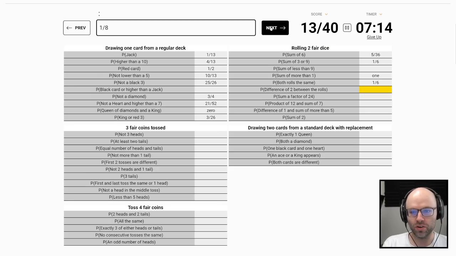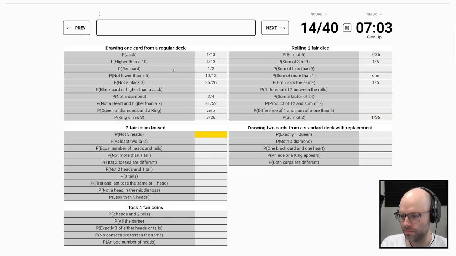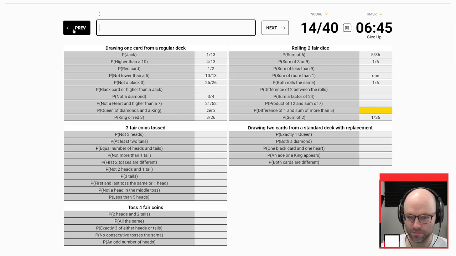Okay. What are the odds that the sum is a factor of 24? Hold on, there's some gimmies. Sum of 2 is a 1 in 36 chance. Wait, your 8 of 36 is right? Did I do the simplification wrong? I have to own that. I'm owning that. Difference of 1 and sum of more than 5. Product of... Okay, I'm moving on.